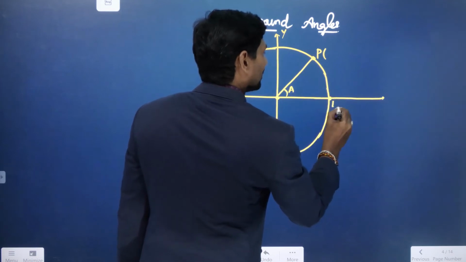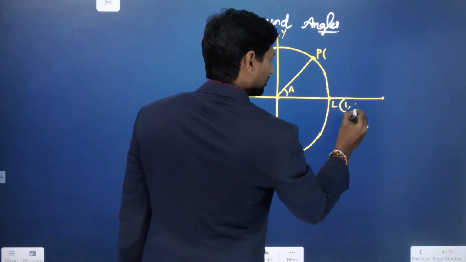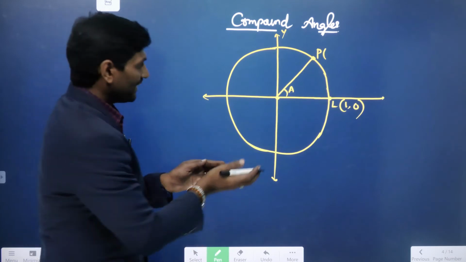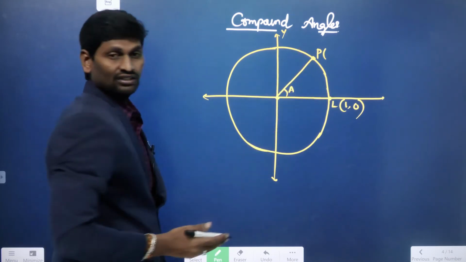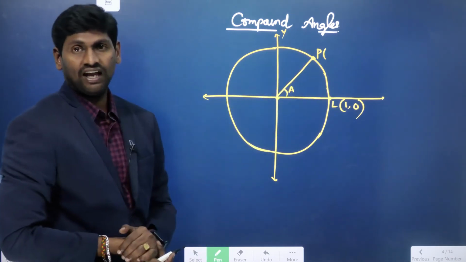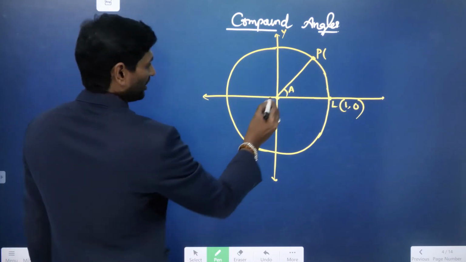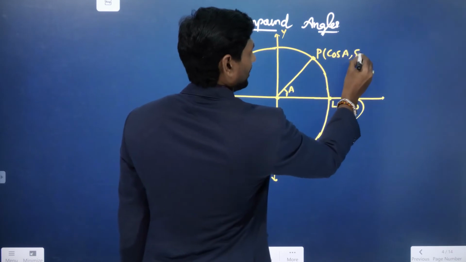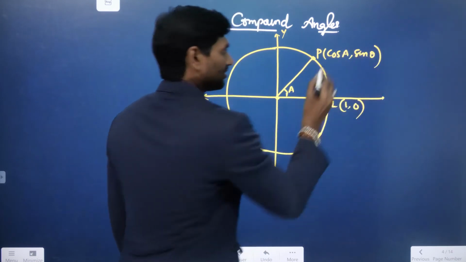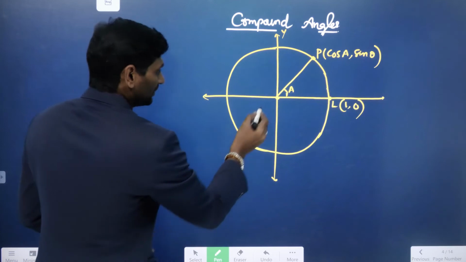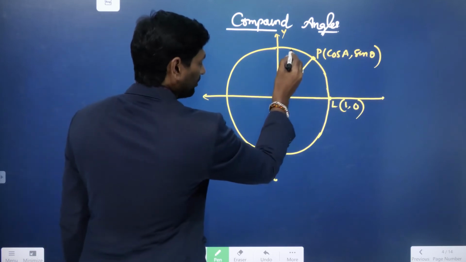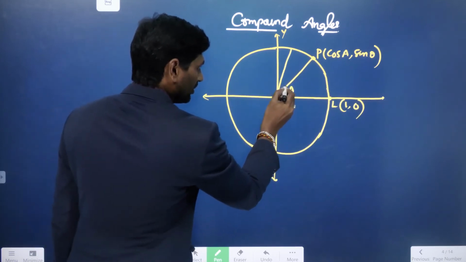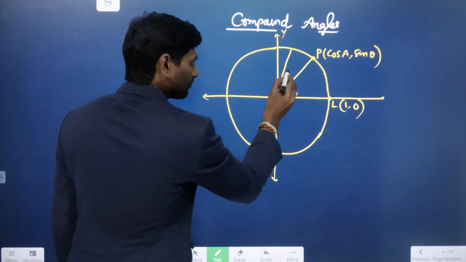I'll use the letter L. The point is (1, 0). So the angle made by that rotating ray is angle A, from here to here. So this point will be (cos A, sin A). Now the same rotating ray going up to here, from here to here the angle is B.